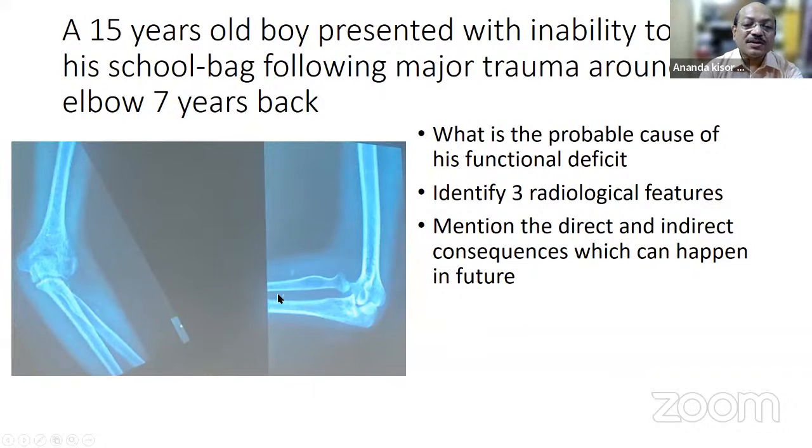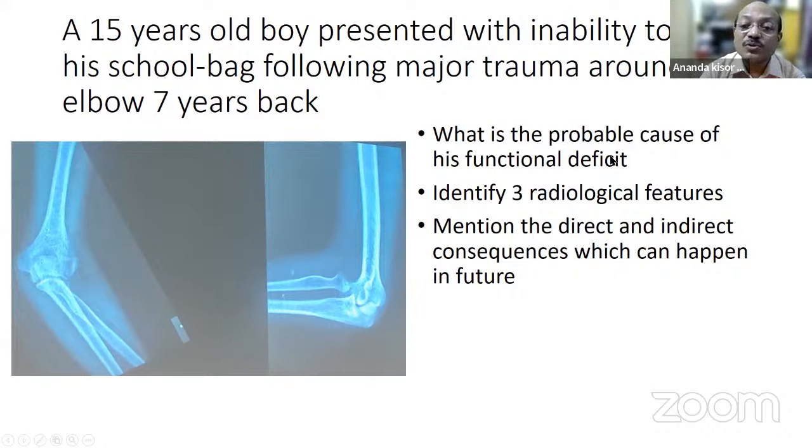What is the probable cause of his functional deficit? So you can see here, in the AP and lateral view, if you draw the long axis of the radius and extend it proximally, it should cross the center of the capitulum in all views. But you see this, it is going above the capitulum. So there's a persistent radial head dislocation, and also see this abnormal bowing. Instead of the convexity here, there is a concavity. So this is a malunited Monteggia fracture dislocation.